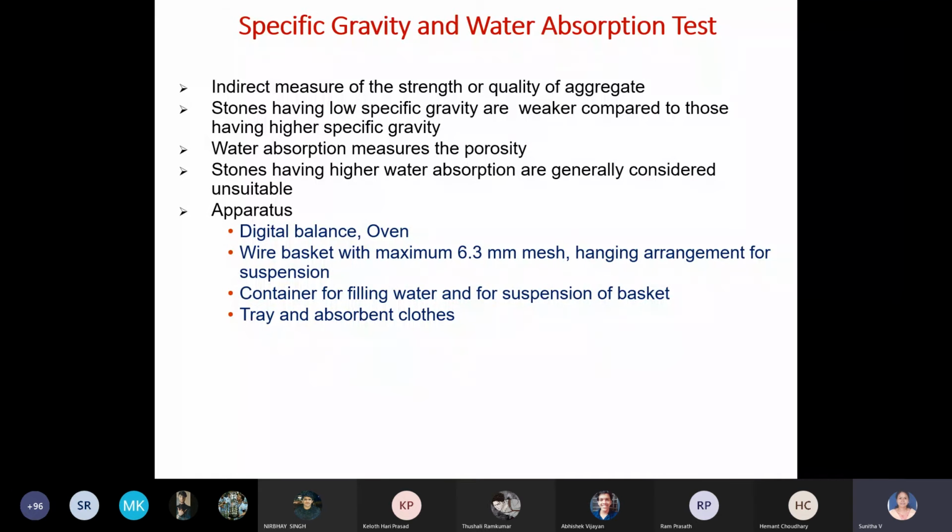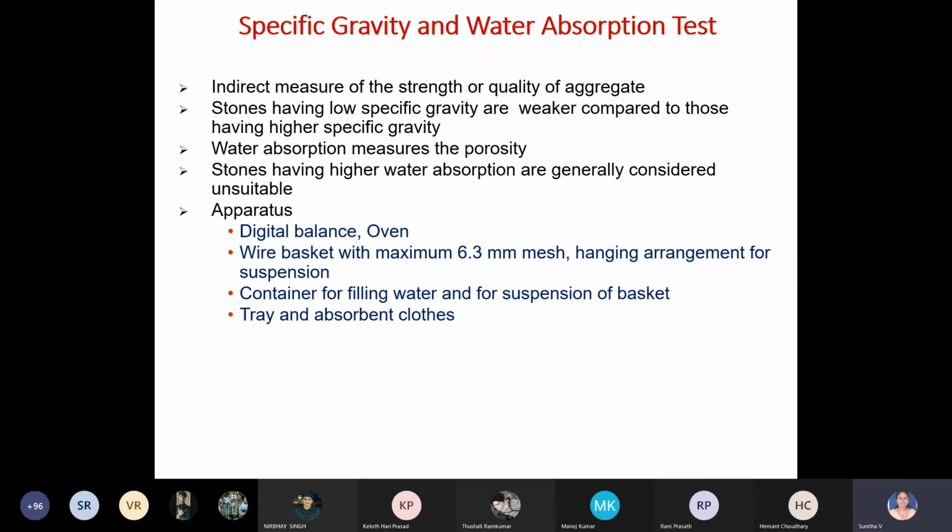Next is the specific gravity and water absorption test. These are indirect measures of the strength or quality of the aggregate. Stones having low specific gravity are weaker compared to aggregates having higher specific gravity. Water absorption measures the porosity of the aggregate, and aggregates having higher water absorption are generally considered unsuitable for construction of the road.